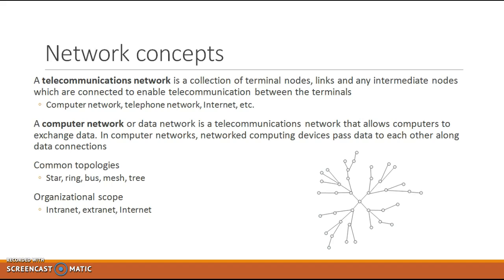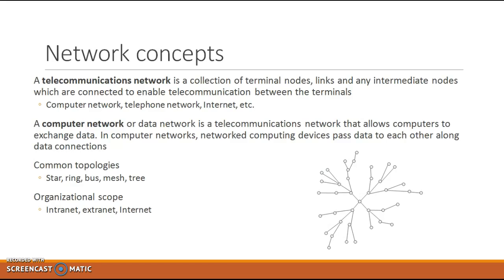Initially, we will start with some basic terminology related to networks. We have various kinds of networks. The most popular is a telecommunication network, which is a collection of terminal nodes, links, and any intermediate nodes which are connected to enable communication between the terminals. So it can be computer networks, telephone networks, and the internet, or a combination of all these three to manage the telecommunication network. Then we come to a computer network.